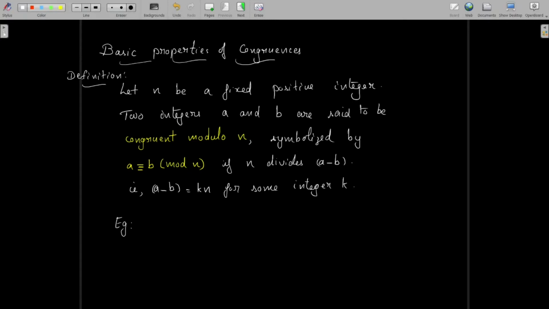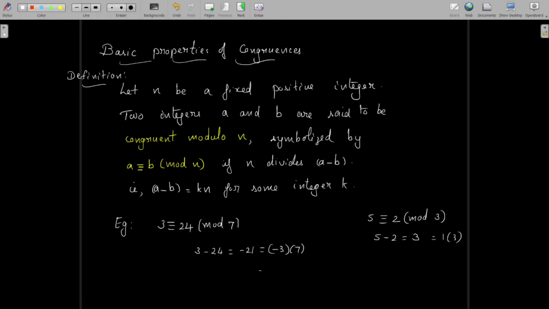For example, 3 is congruent to 24 mod 7, because 3 minus 24 equals negative 21, which is a multiple of 7. So this is equal to minus 3 times 7. So we can say 3 is congruent to 24 mod 7. Another example is 5 is congruent to 2 mod 3, because 5 minus 2 equals 3, which is a multiple of 3. It is equal to 1 times 3. Therefore 5 is congruent to 2 mod 3.